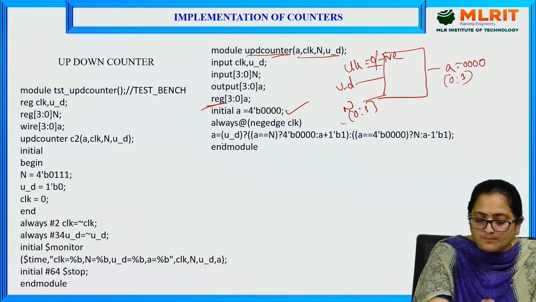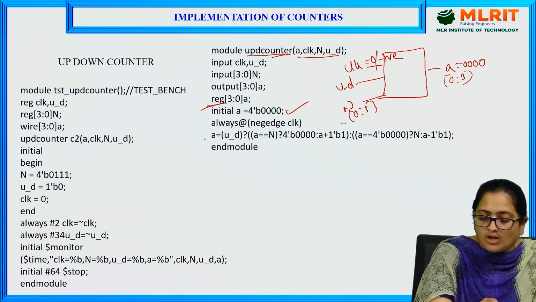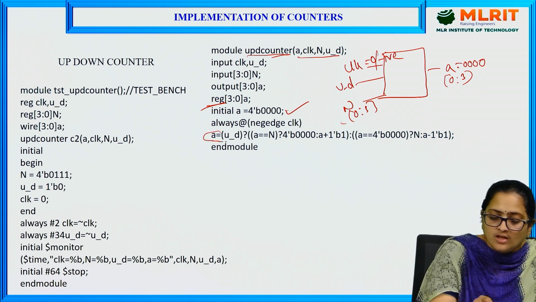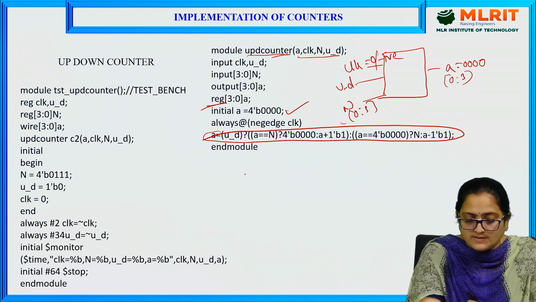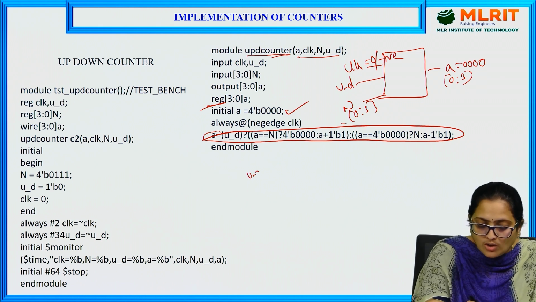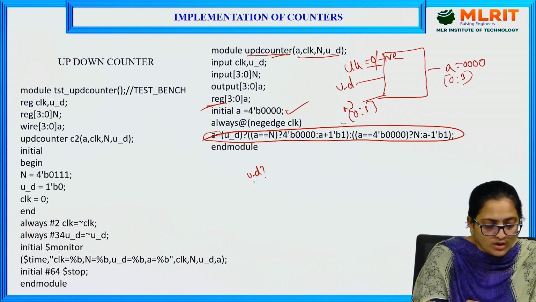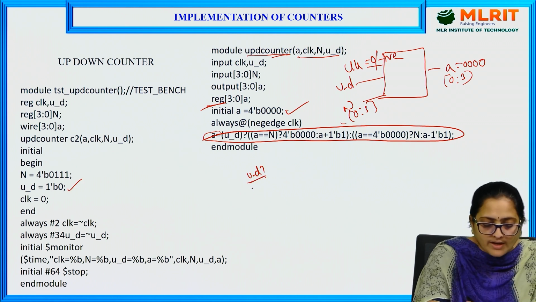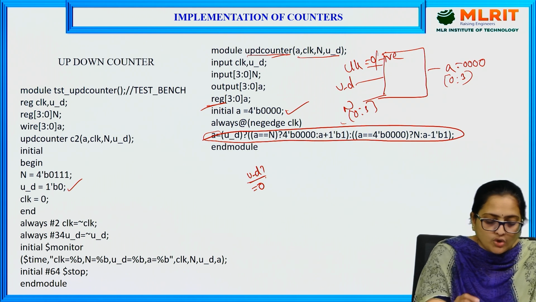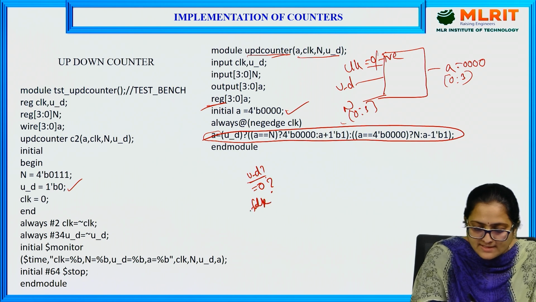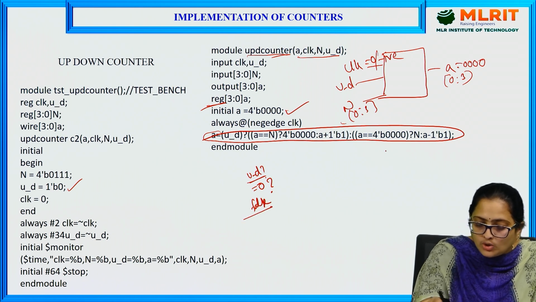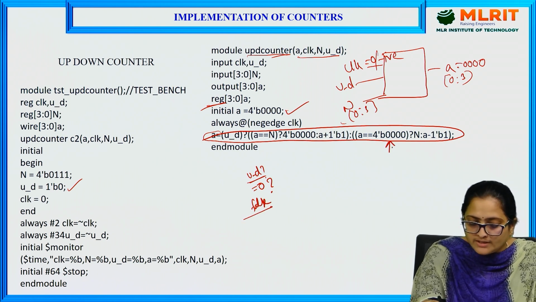So A is assigned based on the statement which we are executing here. A is equal to, first it checks the up-down counter, the U underscore D value. The up-down counter here I have taken as a 1-bit binary value of 0. So it checks 0. If this is 0, that means it is false. As this is a false statement, it directly goes to this statement and executes here.